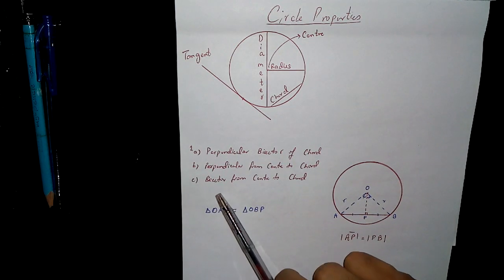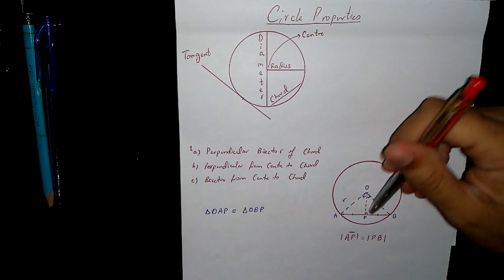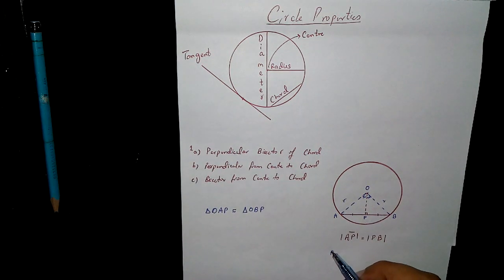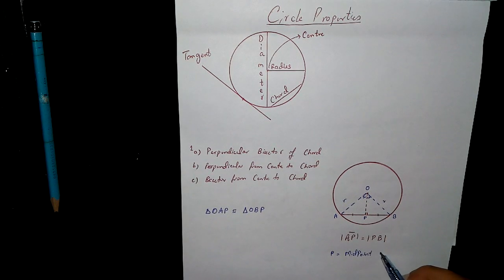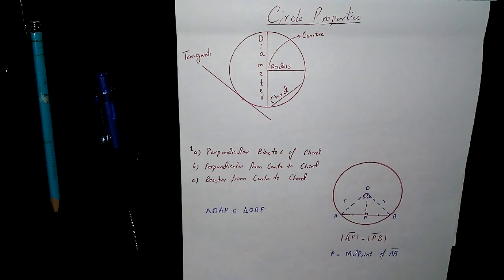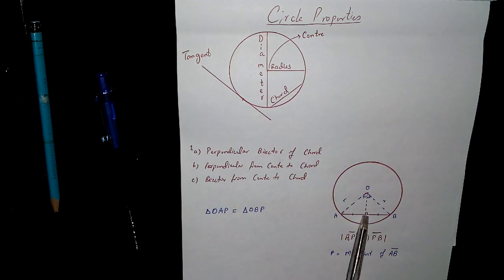The second thing is the bisector from center to chord. Whenever we join the midpoint of the chord, that is, we are taking P equals midpoint of AB, if we join center with the midpoint, it will always be a perpendicular. So collectively we can say the perpendicular bisector of chord. This line OP is basically the perpendicular bisector of the chord.